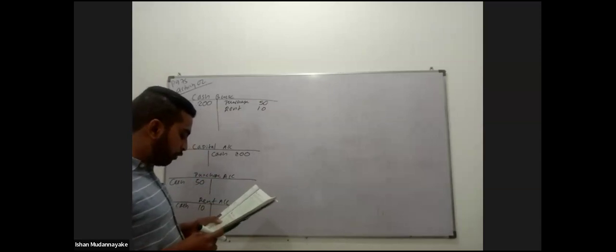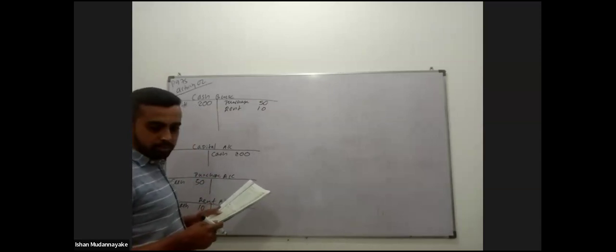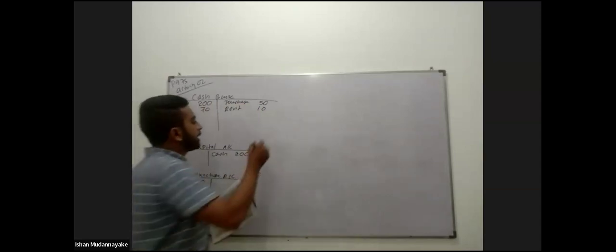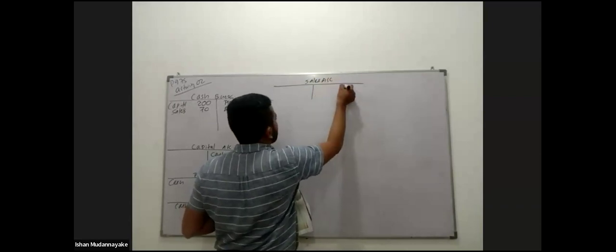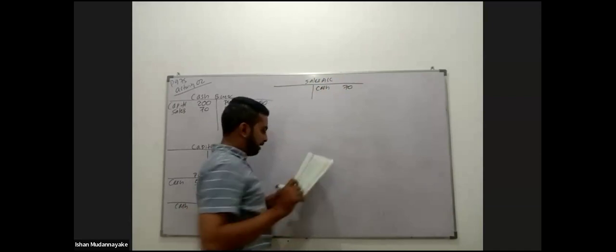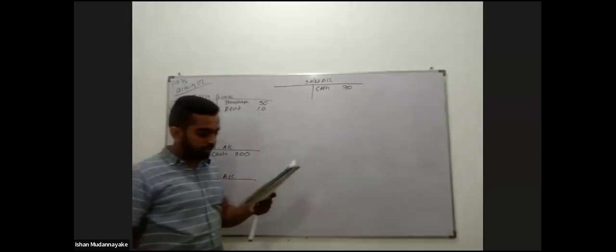Next, the fourth one, cash sales 70,000. Cash inflow, so cash book debit, and then sales account credit. Sales account credit 70,000, cash. Okay, fine. Last time we discussed up to the 4th transaction.